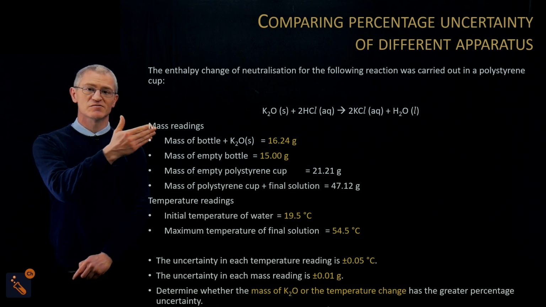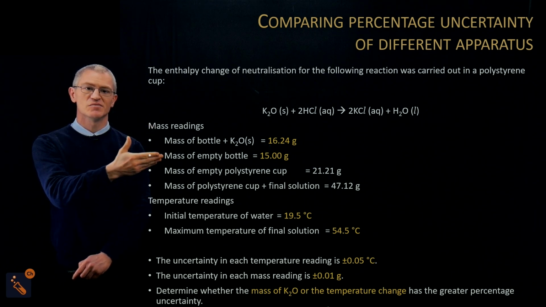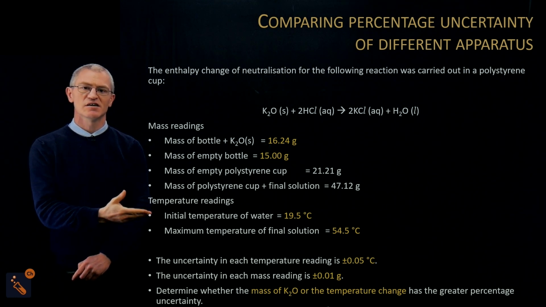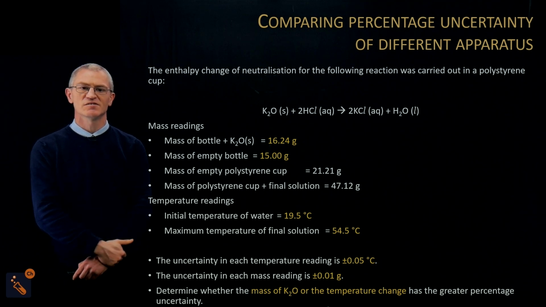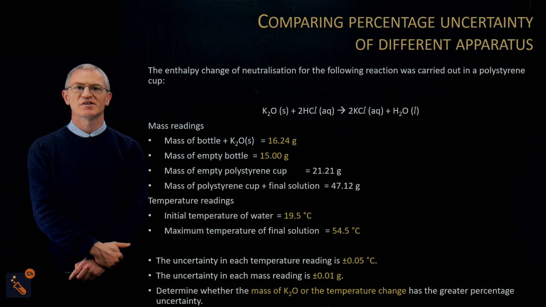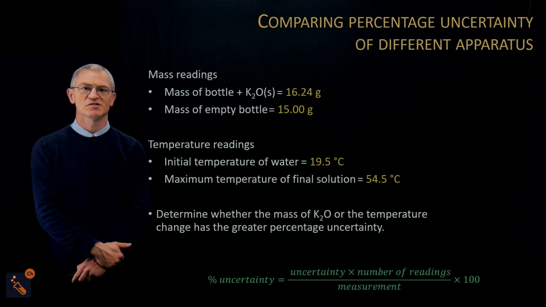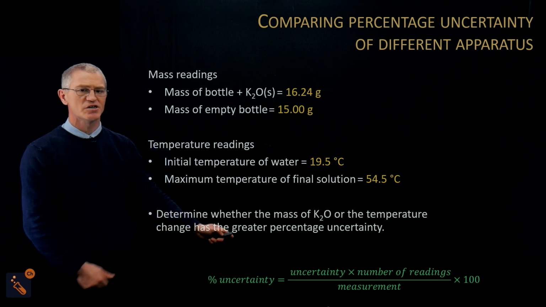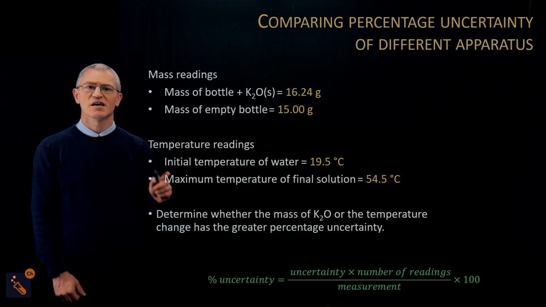So we know it's the mass reading. The mass reading is of the potassium oxide. So it's only these two values we need. And we need those temperature changes. And we need the uncertainty values. So let's simplify this down even more and get rid of everything we don't need. So we've got our percentage uncertainty equation here. Okay, and we've got our data that we need.